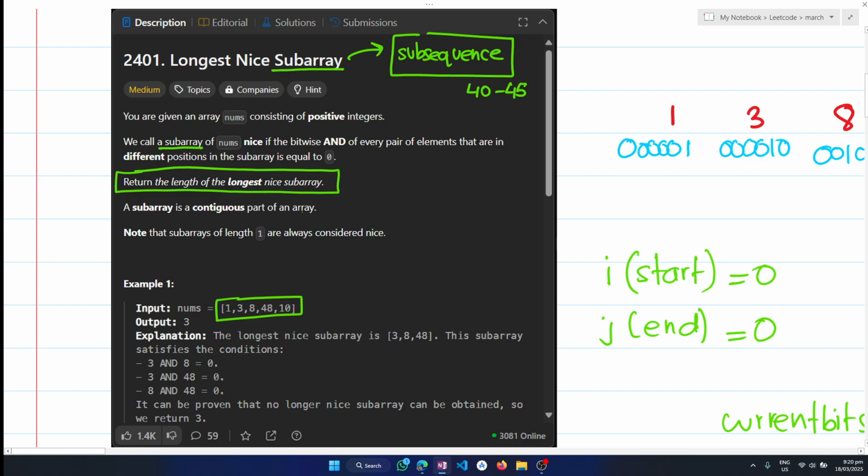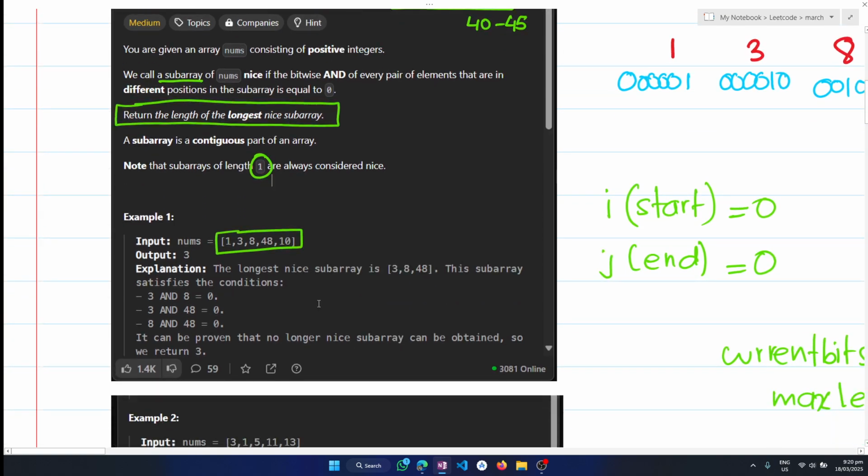A subarray is a contiguous part of an array, and if there is, for example, no nice subarray, then a single element is always considered nice, so you can return one, right? Let's have a look at the first test case. The answer to this is 3.